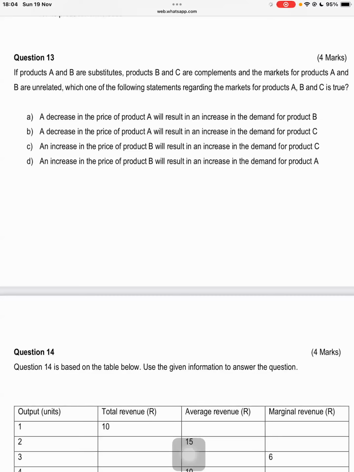Between A and C? Yes. Let me just think. So A and B, they are substitutes, right? But now they're in different markets. So now it says that B is a complement of C. So how I thought of it was, if a decrease in the price of product A will result in an increase in the demand of product C, because I was saying product A is a substitute of product B, but they are not in a related market.